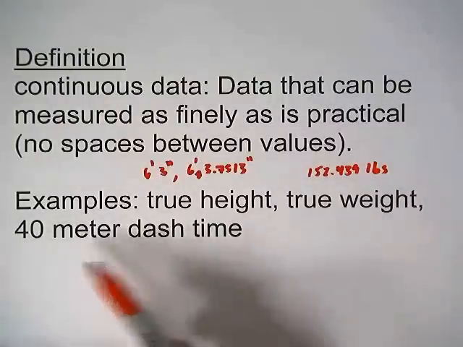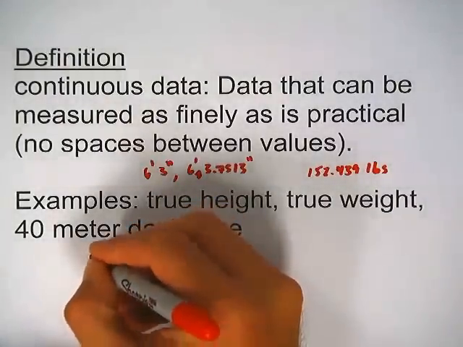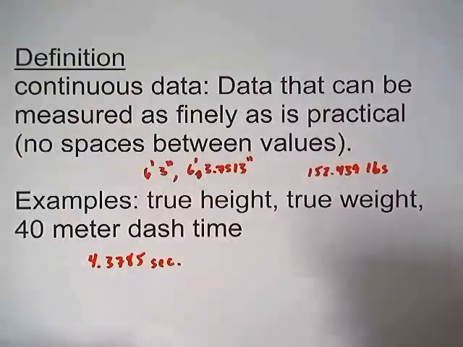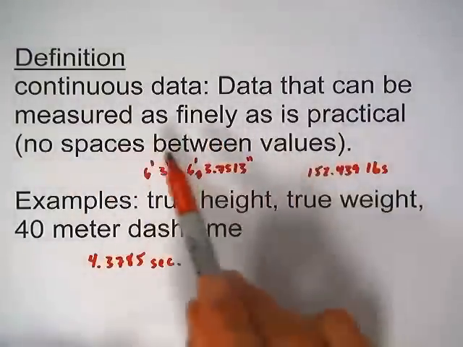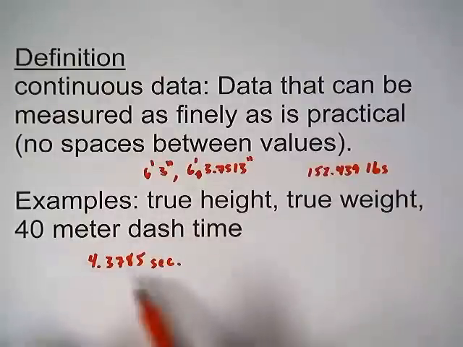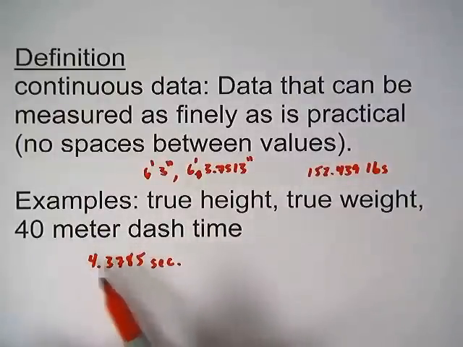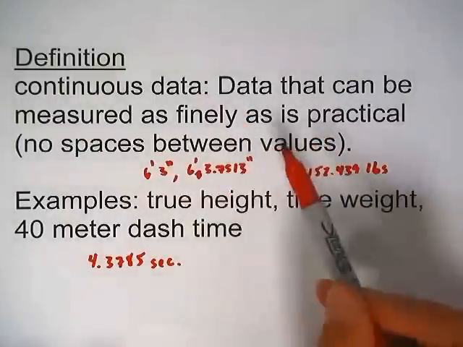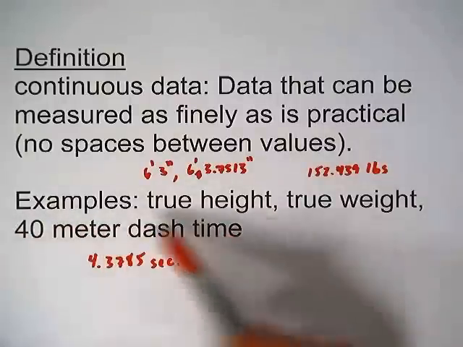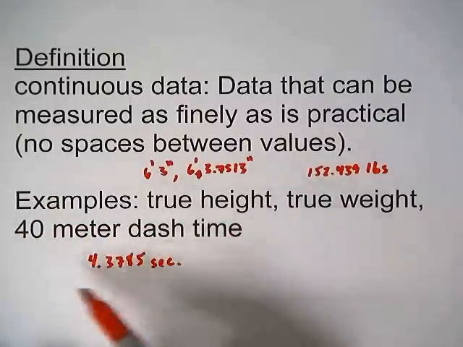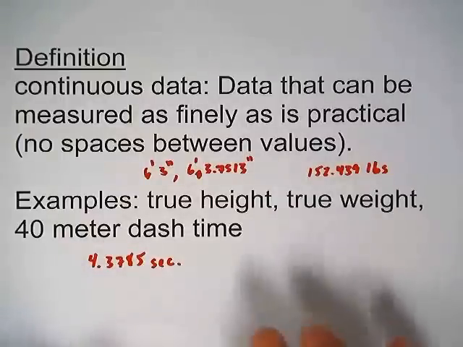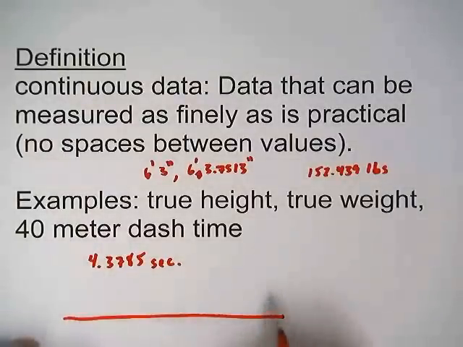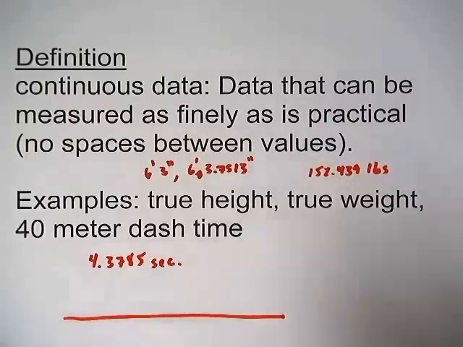Okay, 40-meter dash time. If somebody is going to run a 40-meter dash, they might run it in 4.3785 seconds. That's a continuous variable because we can measure it as finely as practical. Eventually our measuring tool will no longer be able to get any more accurate, but if we weren't defined by our measuring device, all possible values of a 40-meter dash time could be taken by that variable. So that's continuous data. When I think of continuous data, again, I think of just a straight line. There are no gaps within the variable, unlike discrete data.